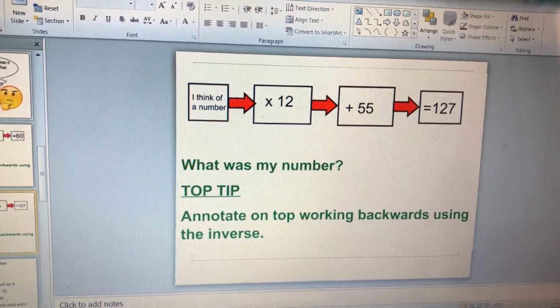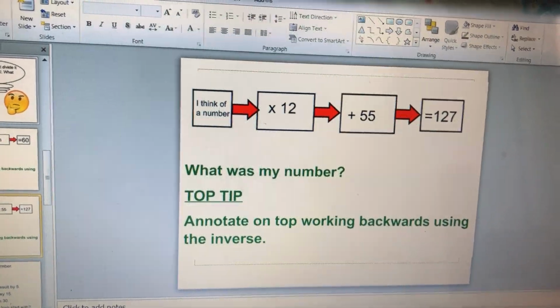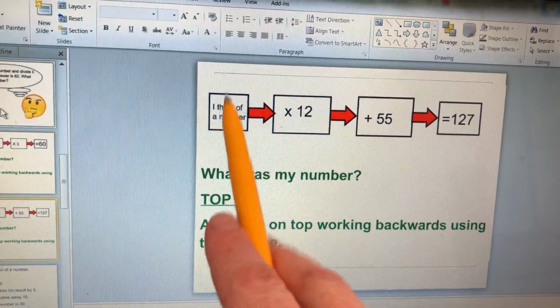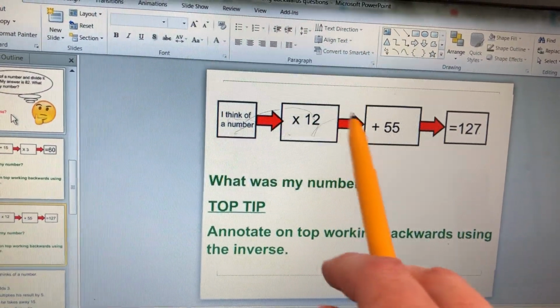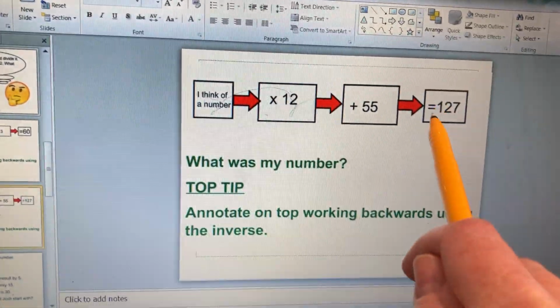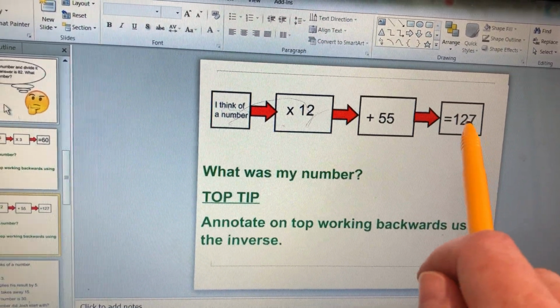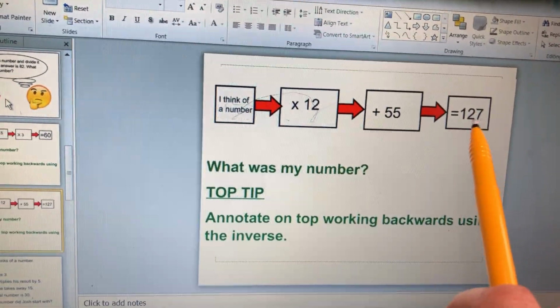Okay, so same sort of thing. I'm not going to do this one, but I'll talk you through so you could try this one. Think of a number, so we don't know what it is. So it's a question mark, it could be a random letter, it's an empty box. When I have that number and I times it by 12 and add on 55, it gives me 127. So I've got to work backwards because I've actually got my answer. I want to know the missing number here. So I'm going to work backwards.